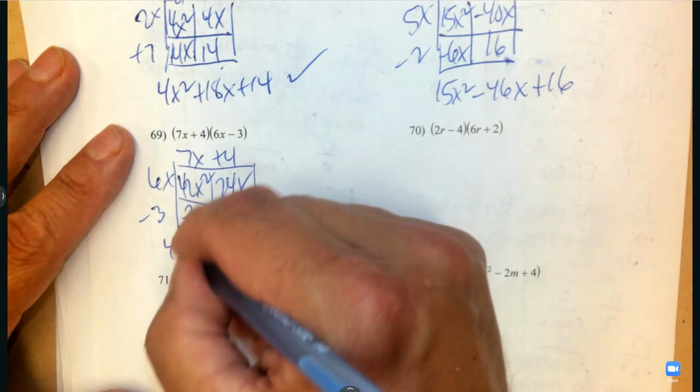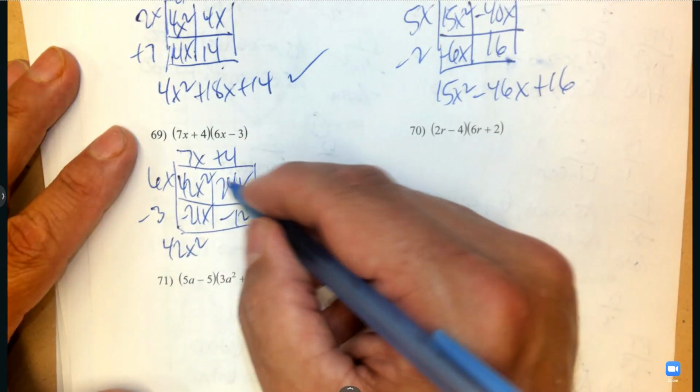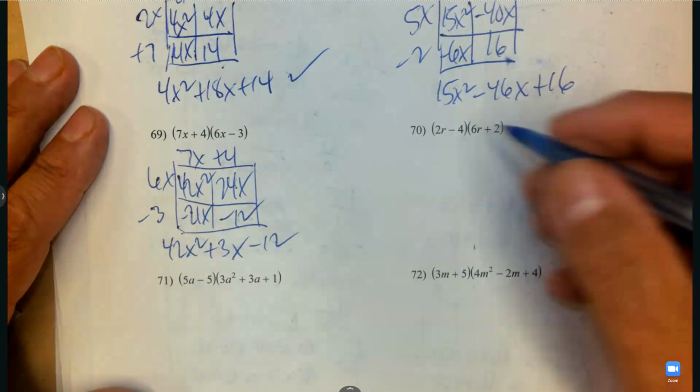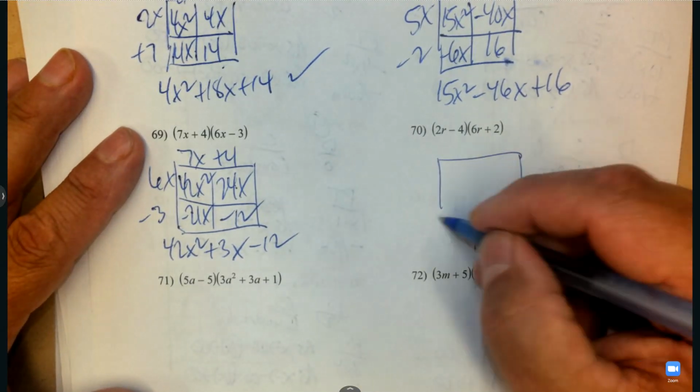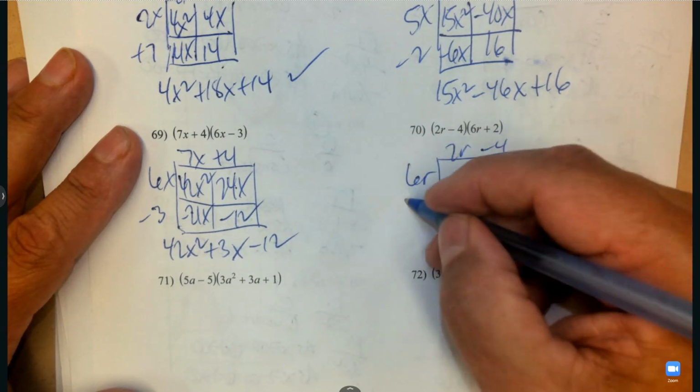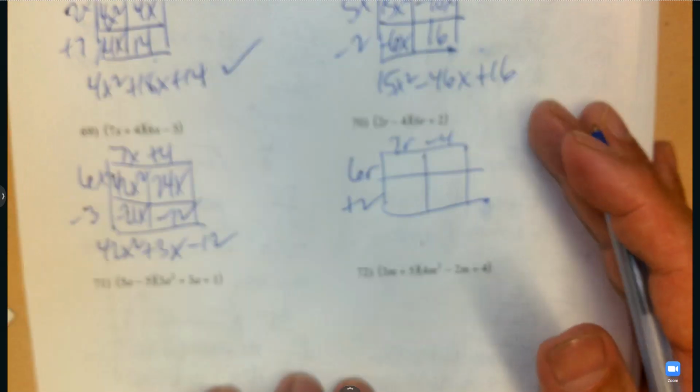And then combine like terms. So 24 take away 21, and then negative 12. And you're going to be ready for this exam, right? All right. Set this up.